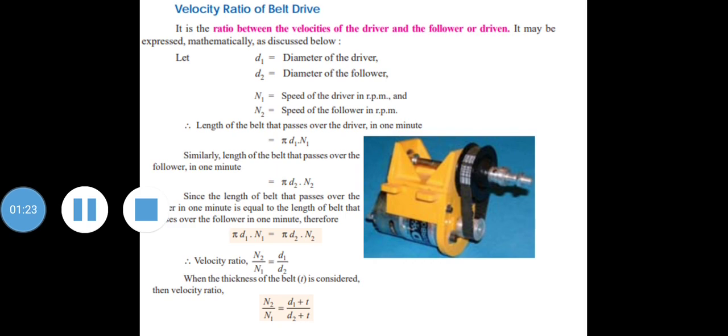N1 is the speed of the driver in RPM, and N2 is the speed of the follower, that is the driven member, in RPM. Here the length of the belt that passes over the driver is taken as pi d1 n1. In the same way, the length of the belt that passes over the follower is taken as pi d2 n2. Since the length of the belt that passes over the driver in 1 minute is equal to the length of the belt that passes over the follower in 1 minute, these two terms are taken as equal.